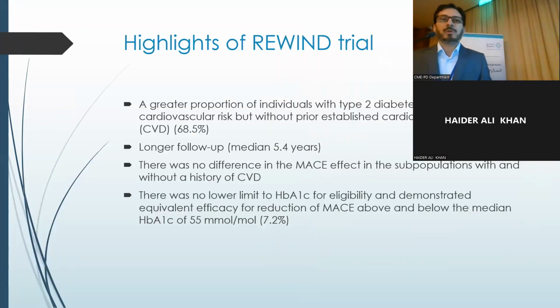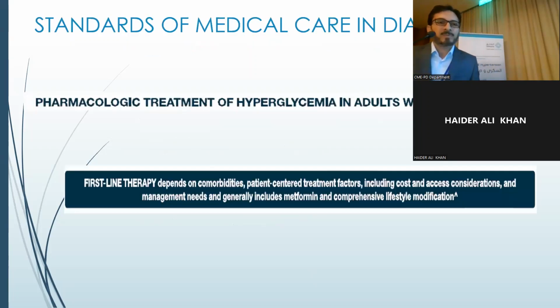But the importance of the REWIND trial was that a greater proportion of patients with diabetes with high cardiovascular risk were included without prior established cardiovascular disease. So about 70% of patients were high risk patients, but they did not have established cardiovascular disease. So importantly, this demonstrated basically primary prevention in these patients. So diabetic patients with high cardiovascular risk treated with GLP-1 receptor agonists had lower cardiovascular events. So this has led to the new recommendations by the American Diabetes Association.